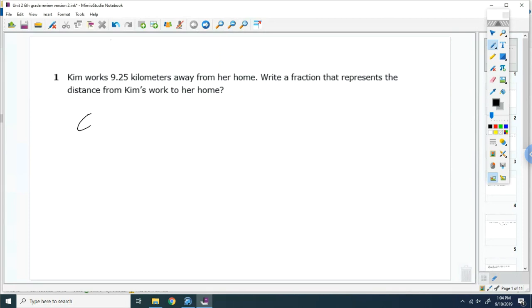So I already know 9 is the whole number. So I just have to figure out the fraction that goes behind it. So I have the decimal left over of 0.25. So I know I can take 0.25 and write it over 100. So it'd be 25 over 100, which I know can simplify down to 1/4. So it'd be 9 and 1/4.